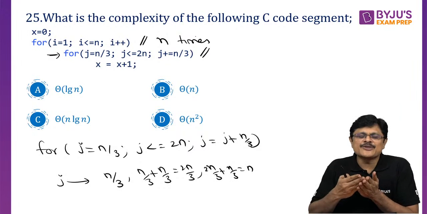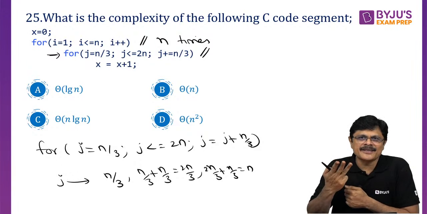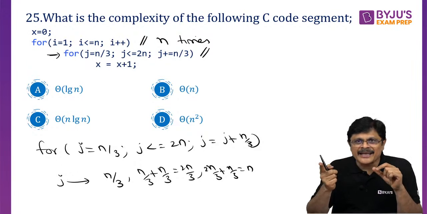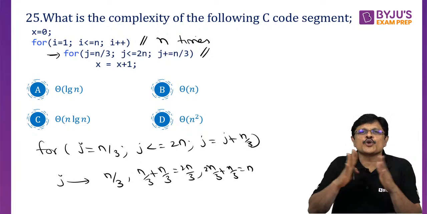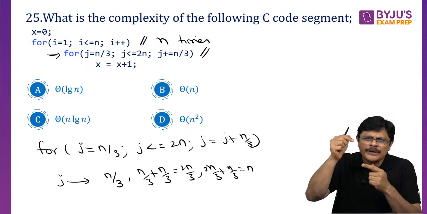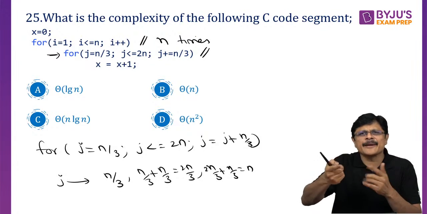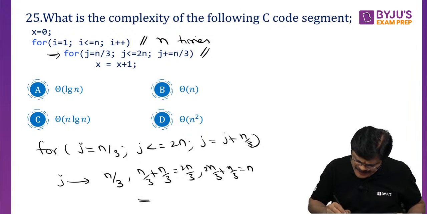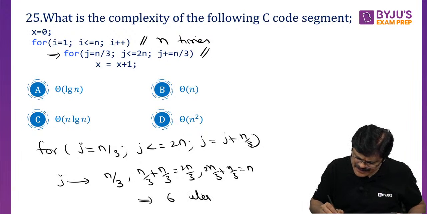Now n by 3 means what, sir? To reach n it takes 3 steps. So n by 3 to n, here 2 steps and there 3 steps. Total 5 steps you are going to take to reach 2n, my dear friends. 5 steps you take, but equal to 2n also you enter the loop. So 6th step you come out of the loop. So total iterations it will take is 6 iterations.